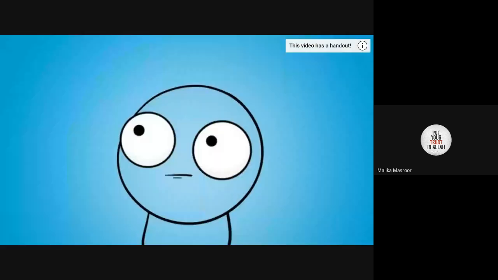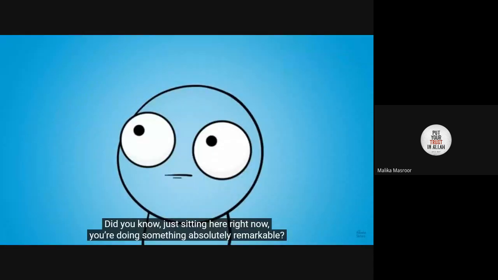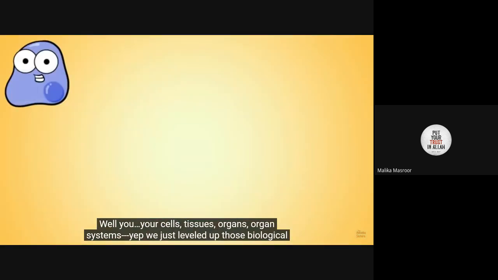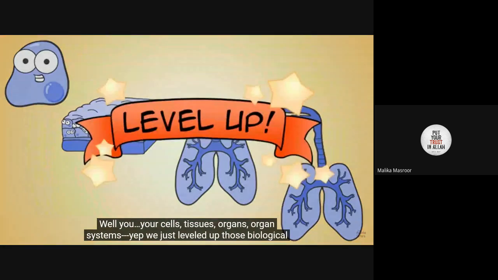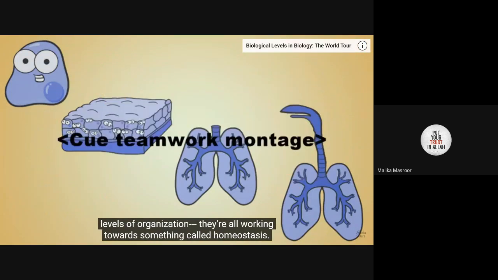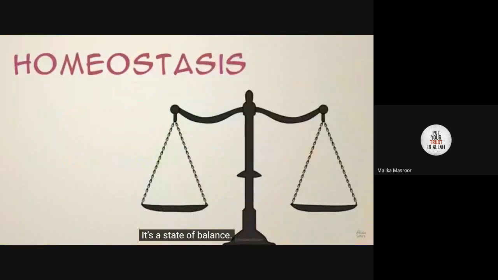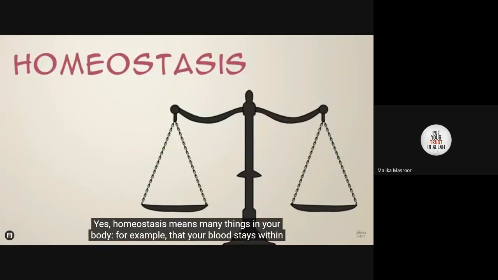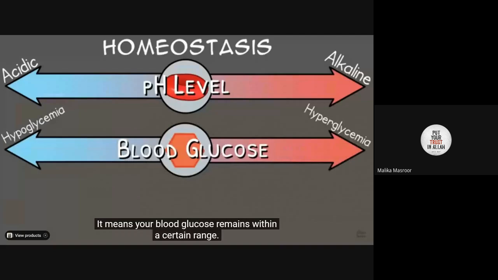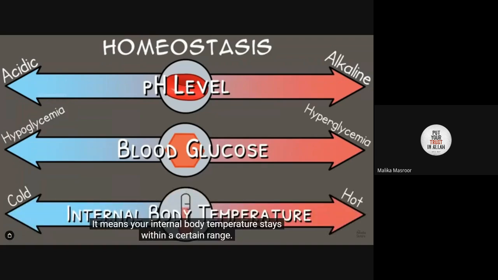Did you know just sitting here right now, you're doing something absolutely remarkable? Well, your cells, tissues, organ systems, yes, we just leveled up those biological levels of organization, they're all working towards something called homeostasis. It's a state of balance. Homeostasis means many things in your body. For example, that your blood stays within a certain pH level range. It means that your blood glucose remains within a certain range. It means your internal body temperature stays within a certain range.